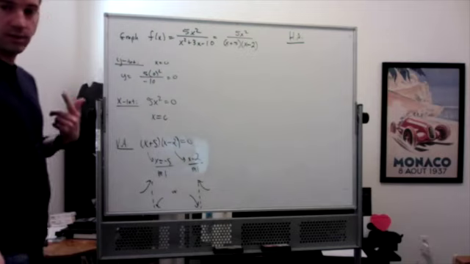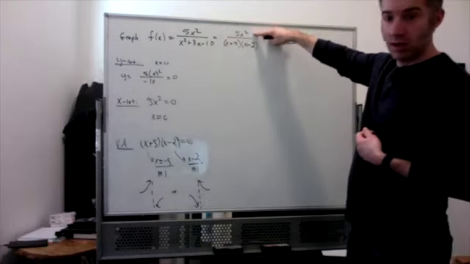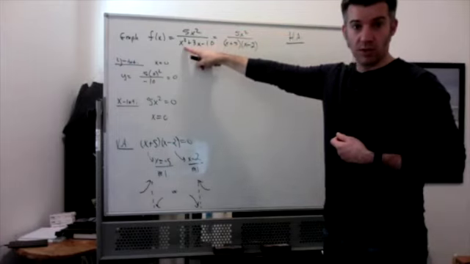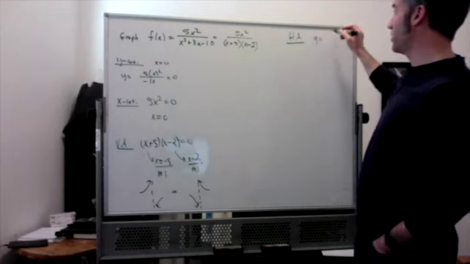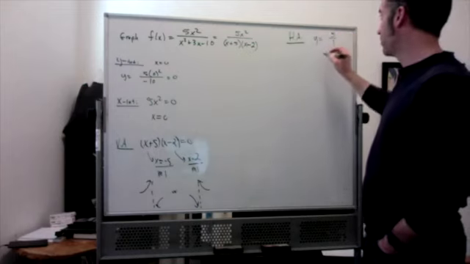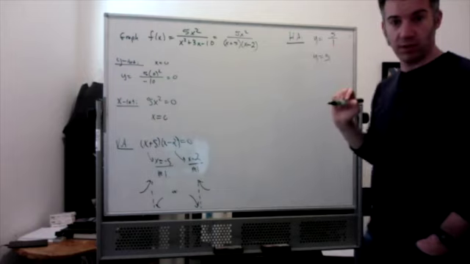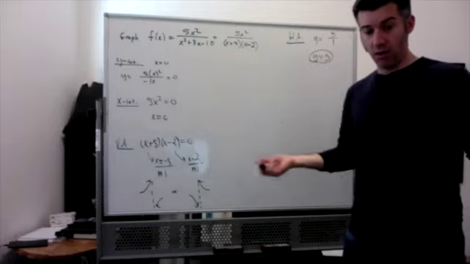So, horizontal asymptote. The degree on top is 2. The degree on the bottom is also 2. So the horizontal asymptote is going to be y equal to the leading coefficient on the top, which is 5, divided by the leading coefficient on the bottom, which is 1. So y equals 5 is our horizontal asymptote. All right, throw it all on a graph.